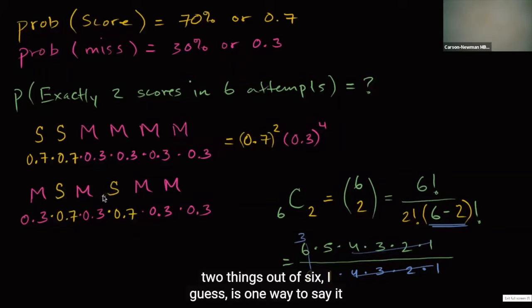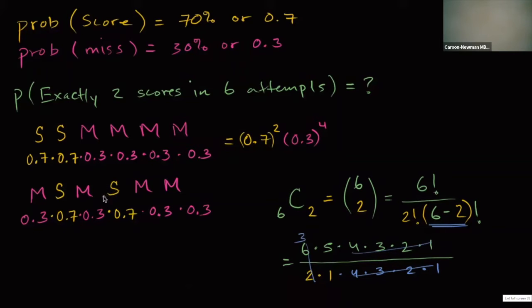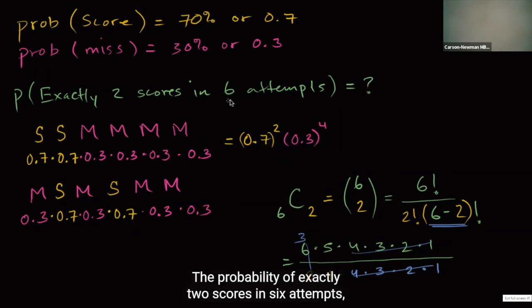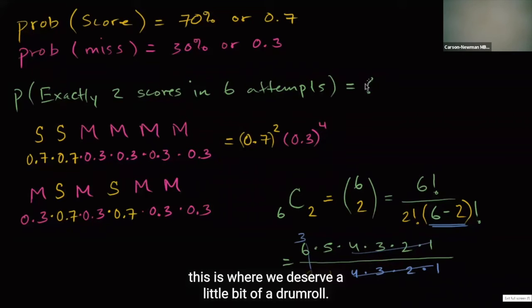Or there's 15, did I say 16? There's 15, then the 6 is 5. There's 15 different ways you can pick 2 things out of 6. Or another way of thinking about it is there's 15 different ways to make 2 out of 6 free throws. Now, the probability for each of those is this right over here. So the probability of exactly 2 scores in 6 attempts.